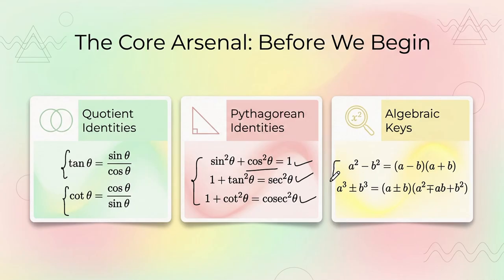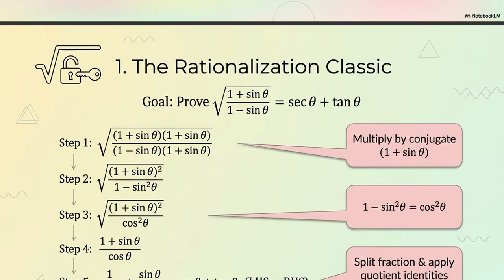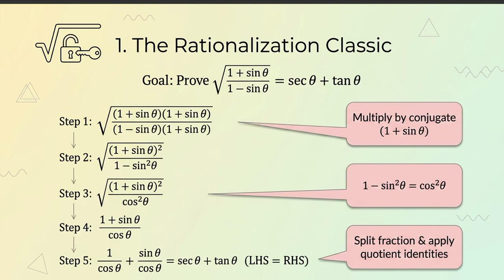And some important formulas: a square minus b square, which is (a plus b)(a minus b), and a cube plus b cube, and what is a cube minus b cube. By using these formulas and algebraic identities, we have to solve the proofs. So let's solve the first important one, that is rationalization. And this is a classic problem.